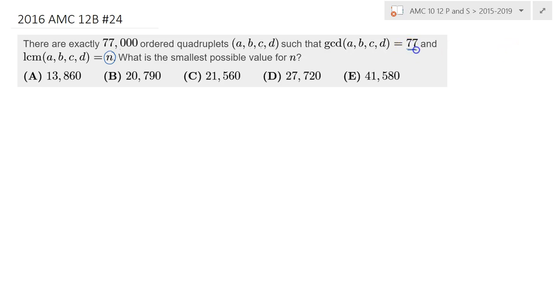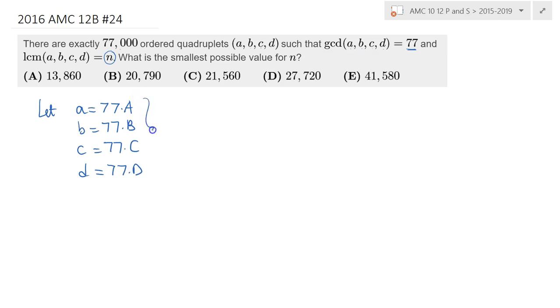Let's begin with this condition here, this 77. So 77 is a divisor of a, b, c, and d. Therefore, I can make the following substitution. Let a be equal to 77 times capital A, because 77 divides a, right? The same goes for b, 77 capital B, and 77 capital C. So the lowercase letters, I can replace them with the following.